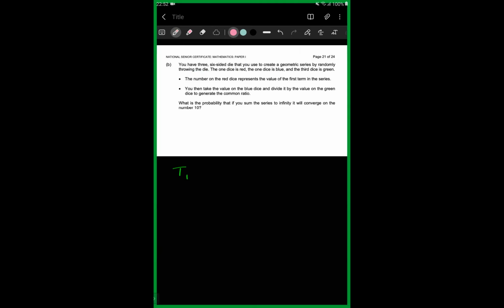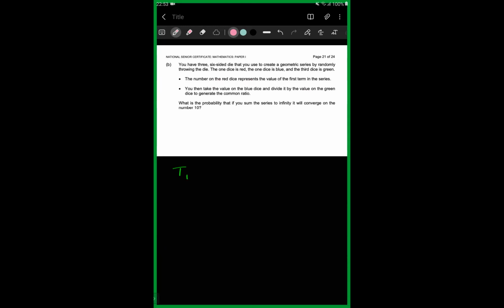And then what we do know is the second number is going to be a number that is generated by taking whatever blue is divided by whatever green is. They say here, you take the value of the blue die and divide it by the value of the green die to generate the common ratio.